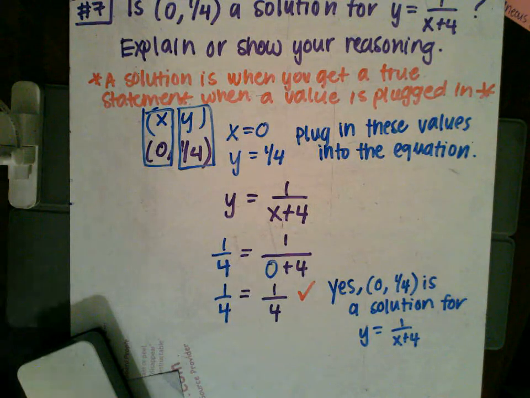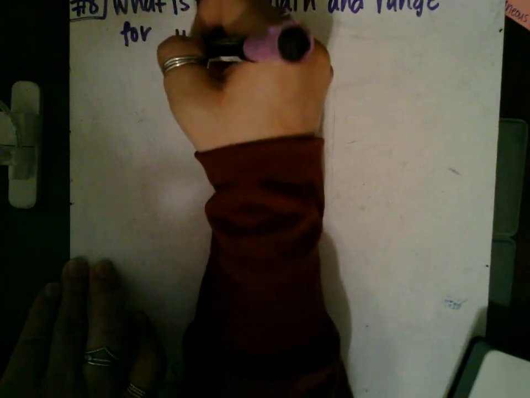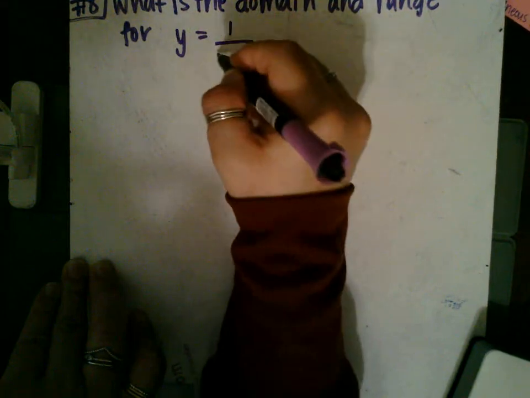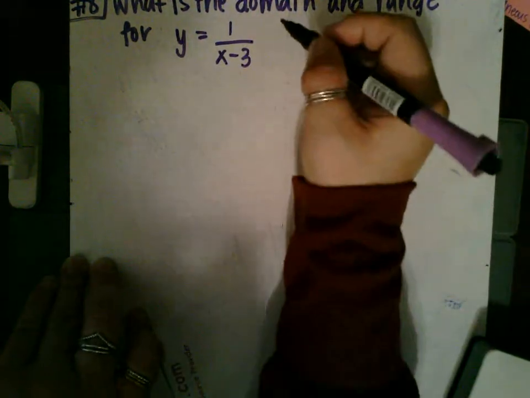Question number 8 is asking us about the domain and range of a function. So go ahead and pause the video if you need to and get this information down, or perhaps rewatch if you need to. Question number 8 for this review for the Unit 2B test says, what is the domain and range for y is equal to 1 over x minus 3?